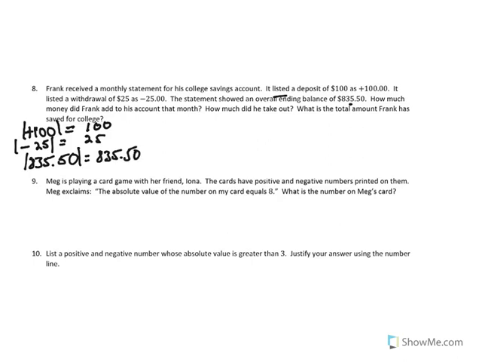Okay. Now we're just going to take each question. There are 3 questions here. The first one was, how much money did Frank add to his account that month? They don't want to know positive. They just want to know how much money. So our first sentence: Frank added $100 to his account. That's all they want to know.